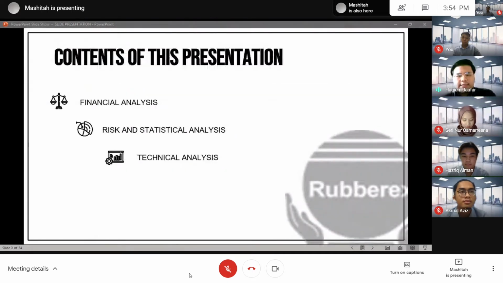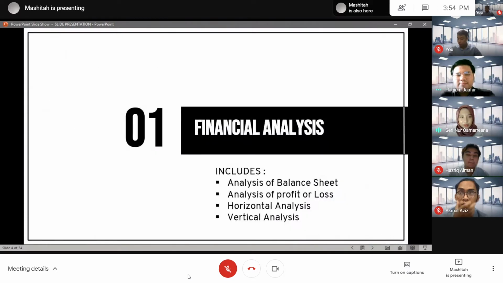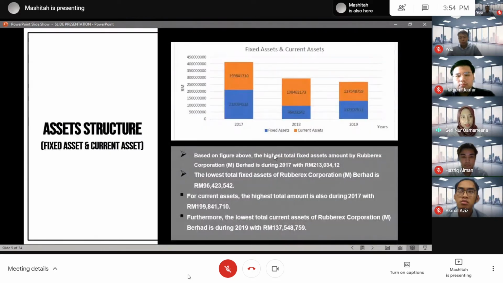This chapter consists of 3 parts, which are financial analysis, risk and statistical analysis, and technical analysis. I will pass the first section to Ms. Mashitah and Ms. Kamarina. On this slide, we will be presenting about financial analysis. This part consists of analysis of the balance sheet, analysis of profit or loss, horizontal analysis, and vertical analysis. On this slide, we will present about asset structure, which consists of fixed asset and current asset.